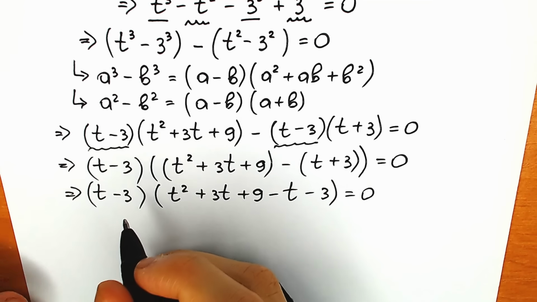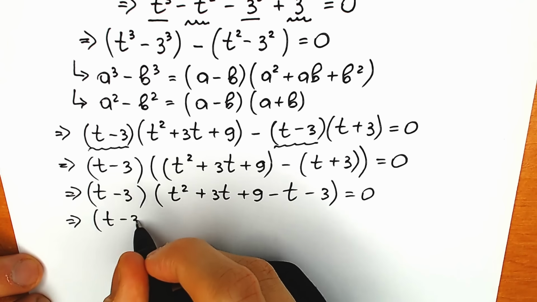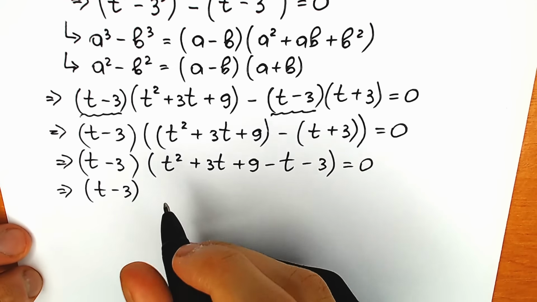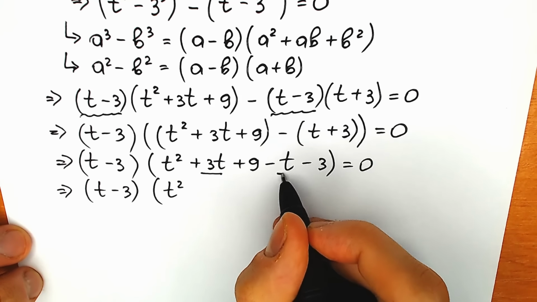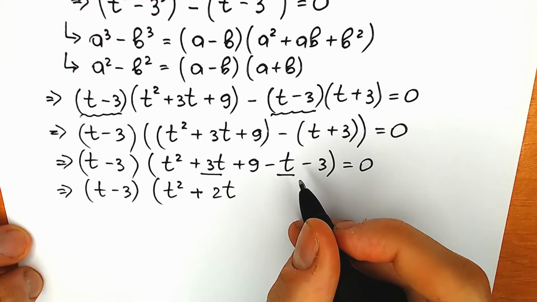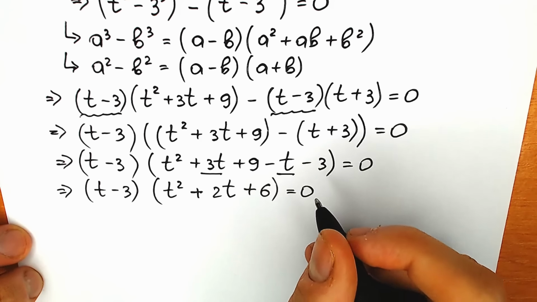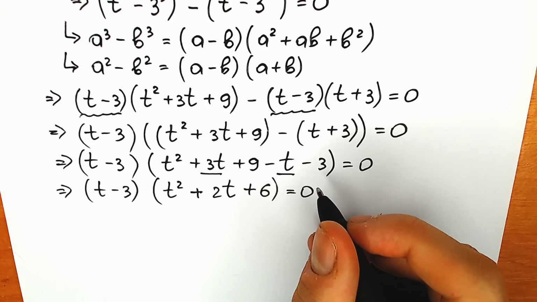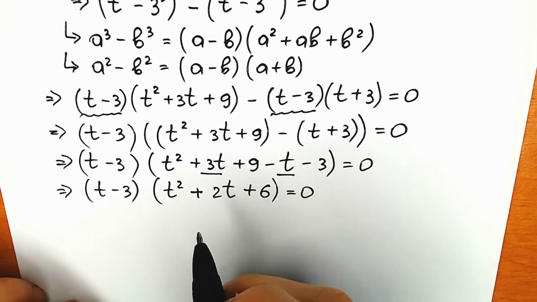Okay, let's simplify it, our last step. So we have t minus 3 in the beginning. What do we have right here? T squared. What about t? We have 3t minus t, so plus 2t, and 9 minus 3 is 6, so plus 6 equal to 0. So we can be proud of ourselves that we factored this question. We haven't solved it yet, but we factored it.